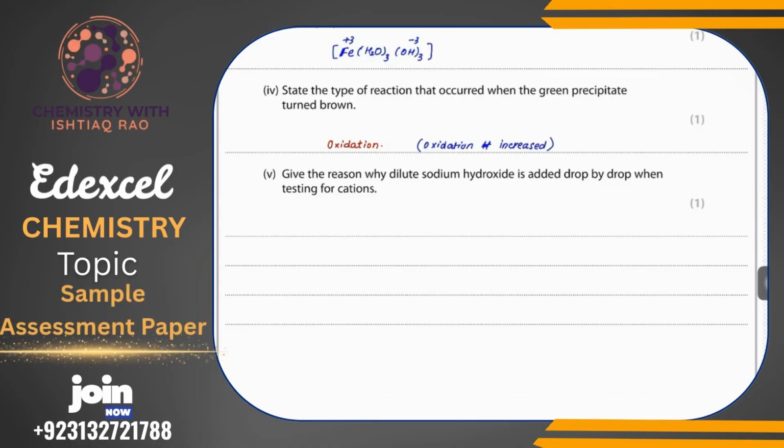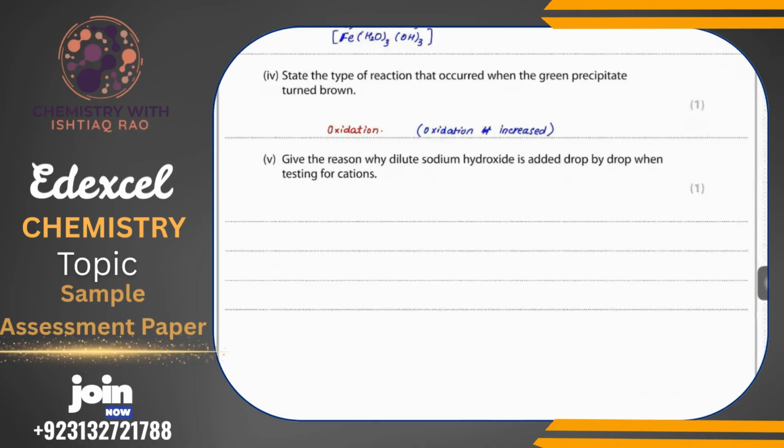So what should I write? Give the reason for dilute sodium hydroxide. This is done to ensure the formation of precipitate.